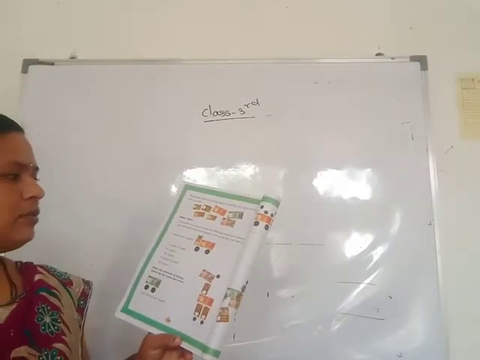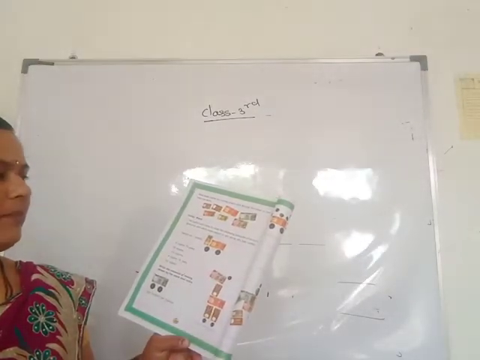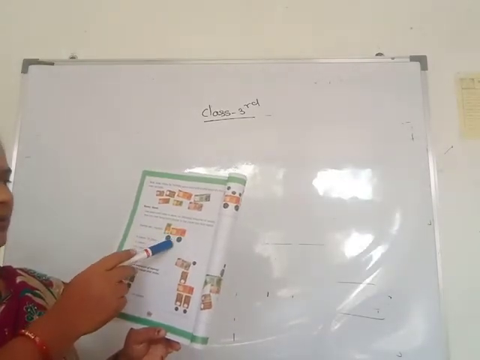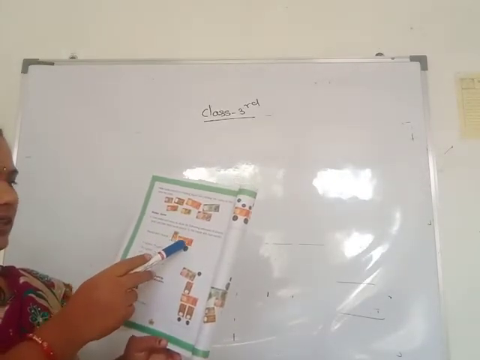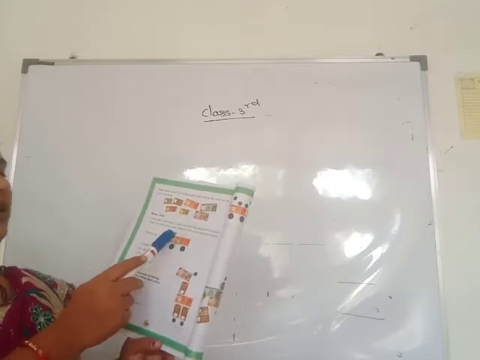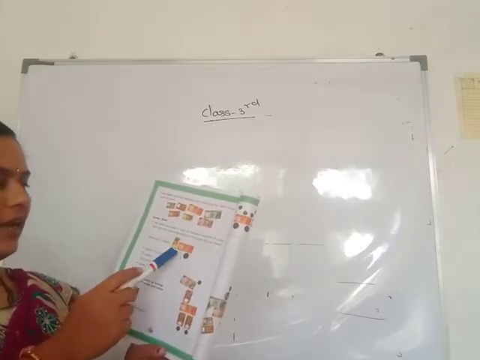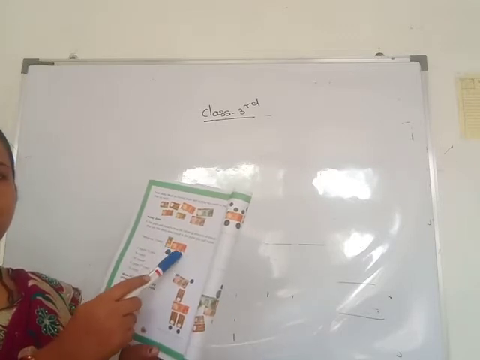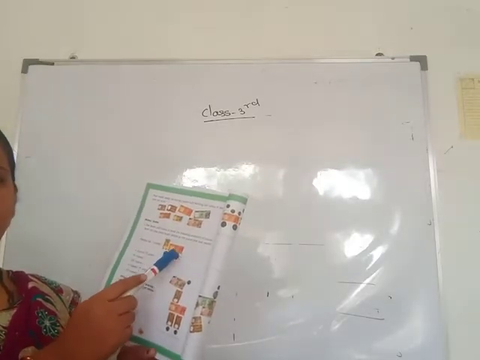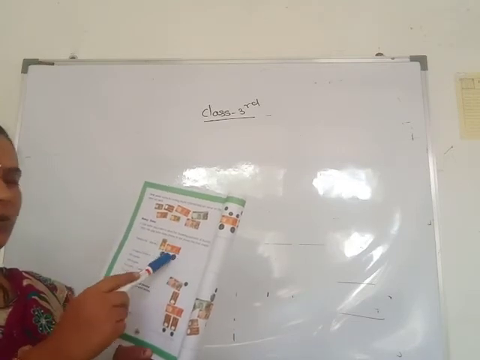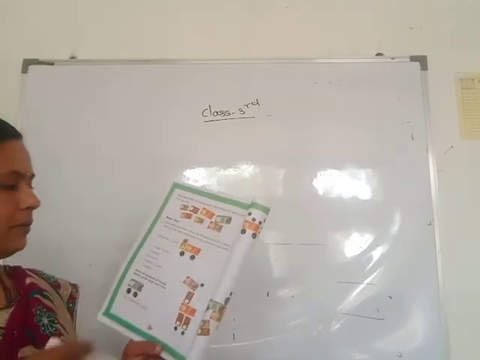Money game. Use notes and coins to show the following amounts of money. See, 26 rupees. For 26 rupees you take one 20 rupees note and one 5 rupees note, 20 plus 5 is 25, and you take these coins: one 50 paise coin and another 50 paise coin. 50 paise and 50 paise means 1 rupee, so total is 26 rupees.